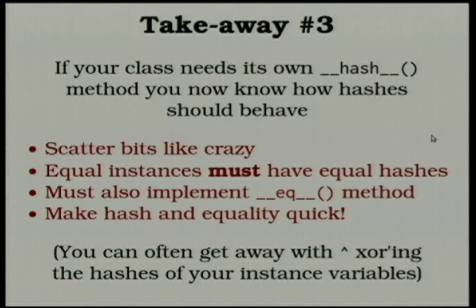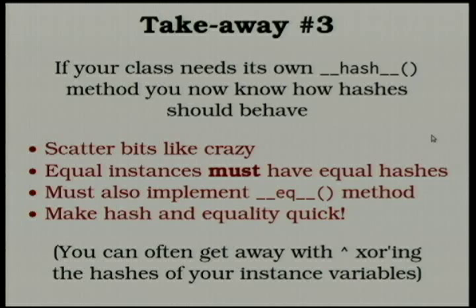Finally, if you're writing your own class and you want to store instances of your class in a dictionary, you know you need to write a hash function. You might not have understood how it's going to be used. You now know that it is the magic quantity which is going to help your items land at different spots in a dictionary and not all pile in the same place. Scatter bits like crazy. Remember that if two of your instances evaluate equal, they've got to have equal hashes or they won't find each other in the dictionary again.